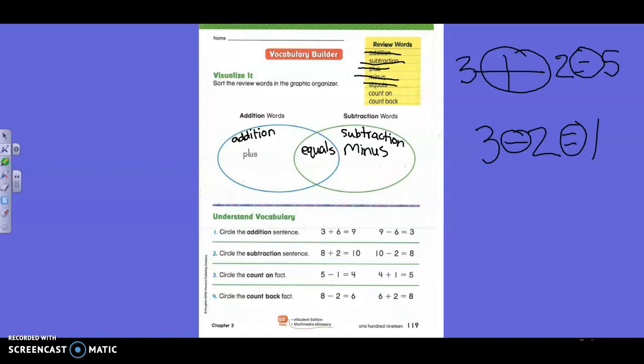Okay. Then what word do we have? Count on. What does count on mean? Means add. Yeah, get bigger, right? Counting on means you're getting to bigger and bigger numbers. Is that addition or subtraction? Addition. Okay, count on will be an addition.